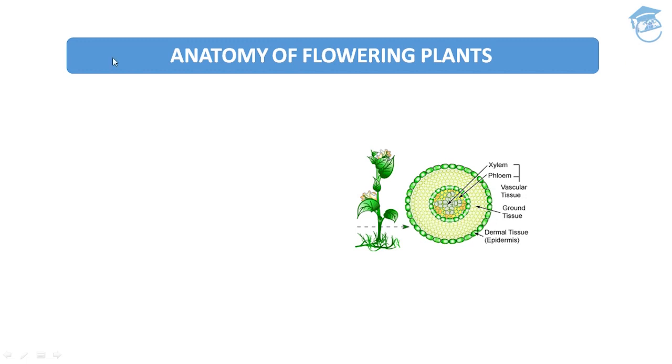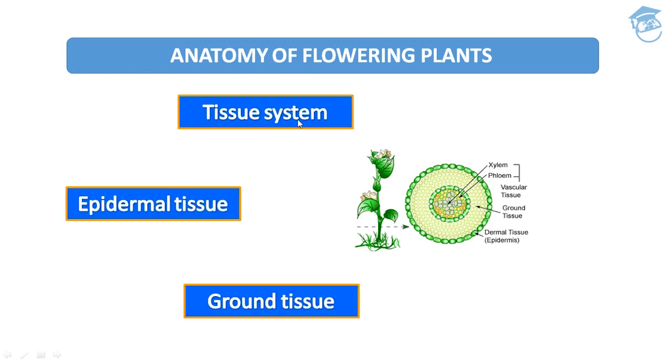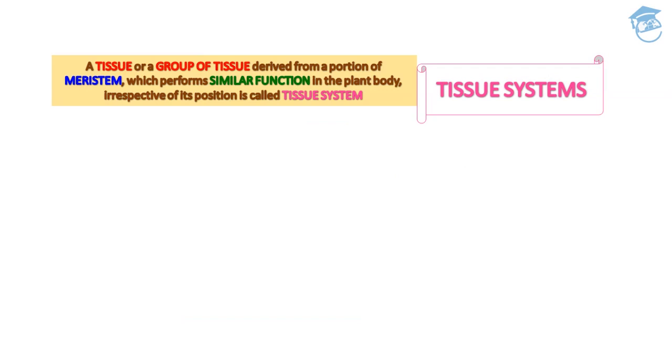My topic for the presentation is the 5th section of the chapter Anatomy of Flowering Plants. Flowering plants are also called angiosperms, students. In this section of the video, we will discuss the tissue system, such as epidermal tissue and ground tissue. A tissue or a group of tissues which is derived from the portion of meristem and that performs similar function in the plant body irrespective of its position is called a tissue system.